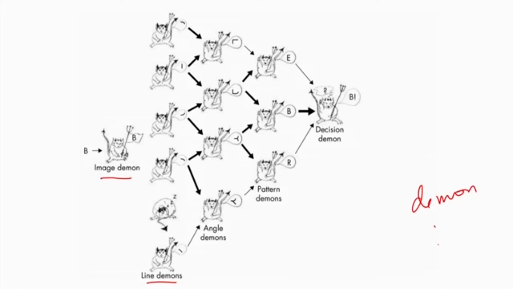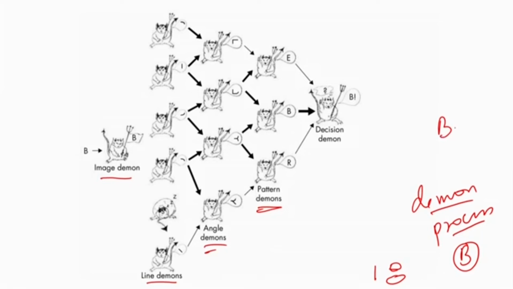Think of the daemon as a process of how the processing takes place. So, how does B processing take place? First, we divide B into a line like this, into a line like this, into a line like this, and then a combination of this. So, that is what it is, and this is how first the image daemon excites, then the line daemon excites, then the angle daemon excites, and then the pattern daemons, because B could also mean it is closer to R, it is also closer to B, it is also closer to P.